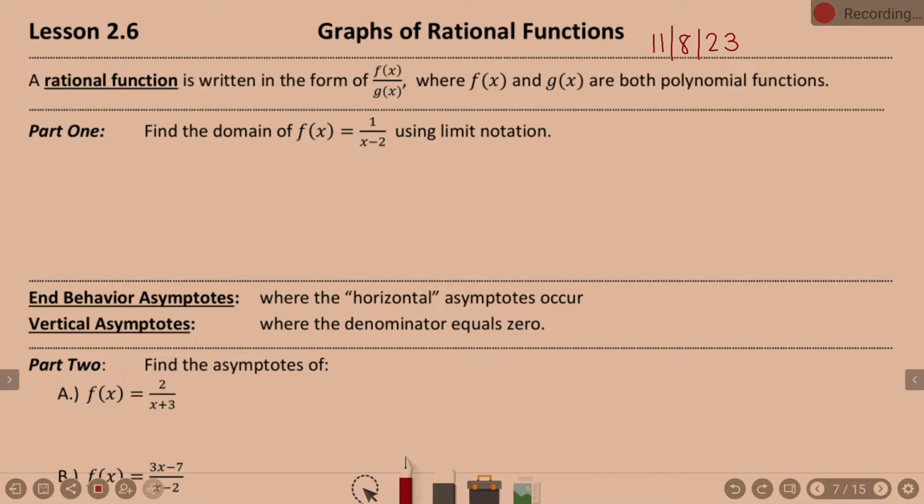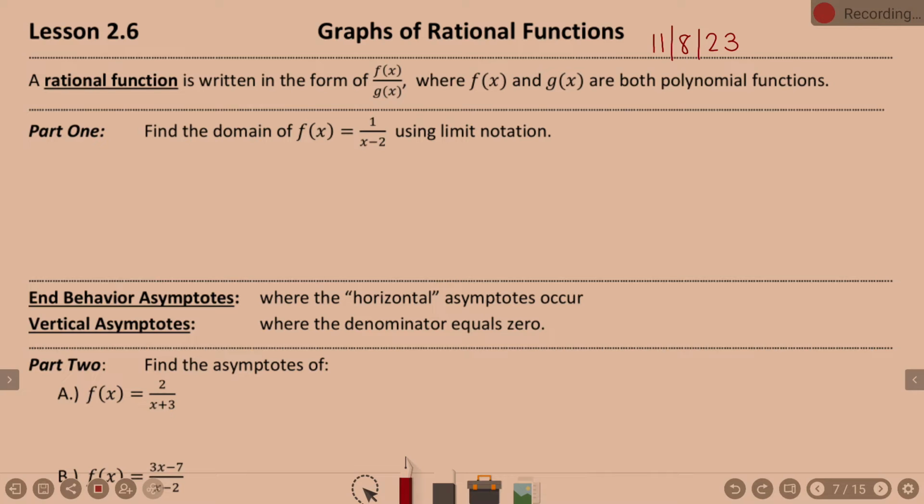And go from there. So lesson 2.6 is looking at graphs of rational functions. When we talk about rational functions, we're talking about graphing ones that are fractions. So we're going to be talking about asymptotes and places the graph doesn't exist, those types of things. A rational function is written in the form f of x over g of x, where f of x and g of x are both polynomial functions. So basically you have terms added or subtracted over terms added or subtracted.